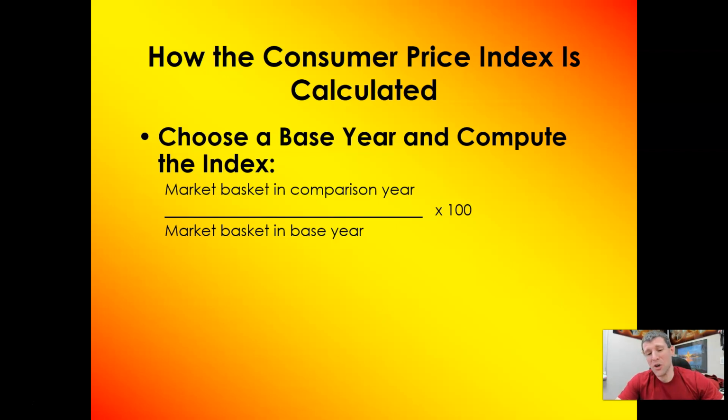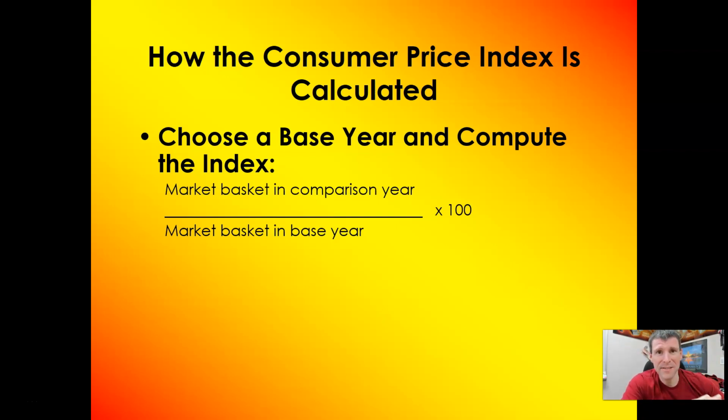Alright? So let us say that we're talking about the base year. Let's say that the market basket was, I'll try to use some easy numbers here, $1,000 in that base year. Well, what is the price index for that base year? Well, the base year is also your comparison year in this case. So it'd be $1,000 divided by $1,000, which gives you 1, times 100, which will give you a price index of 100.